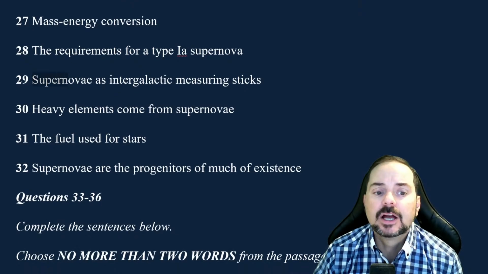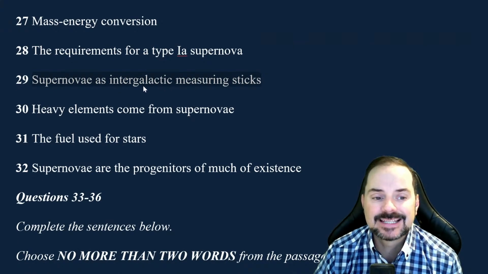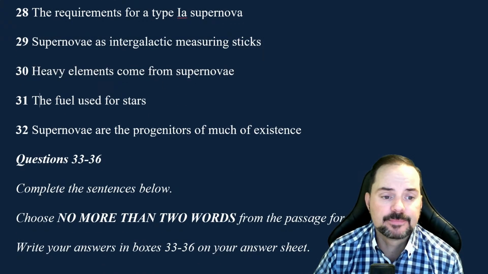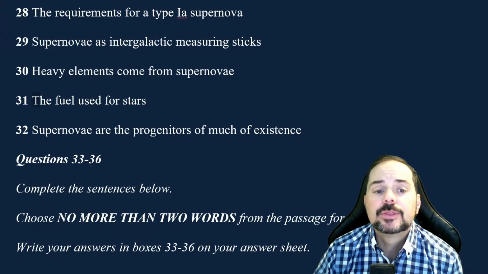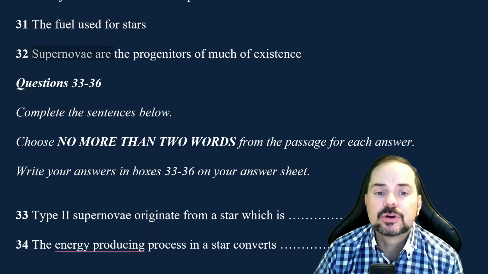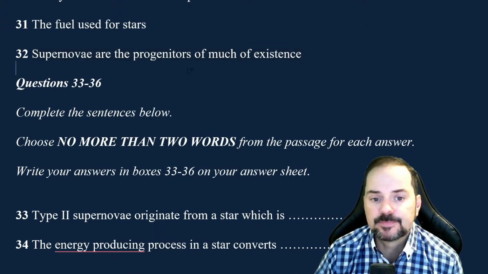29, supernovae as intergalactic measuring sticks. 30, heavy elements come from supernovae. 31, the fuel used for stars. 32, supernovae are the progenitors of much of existence.